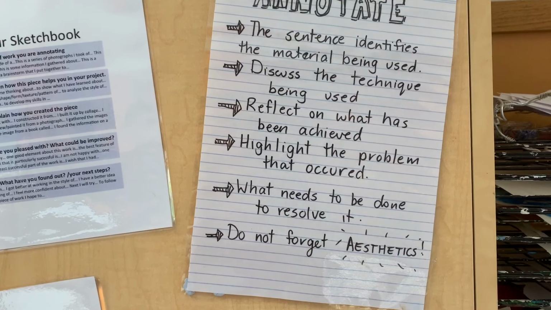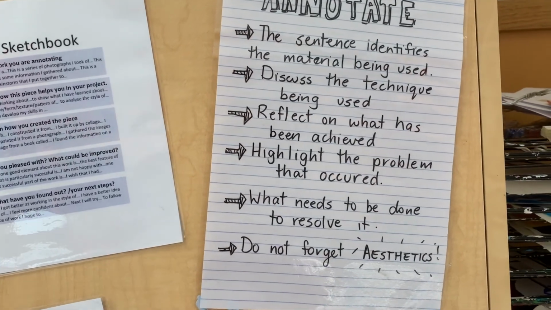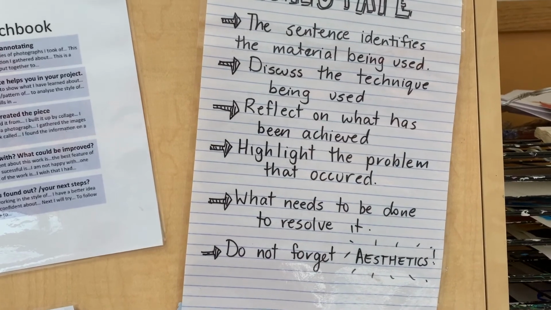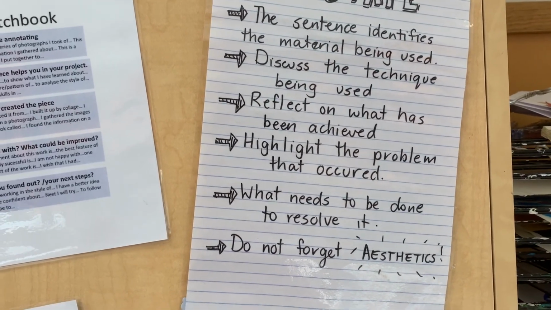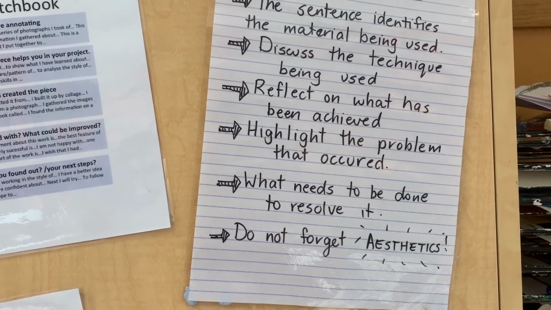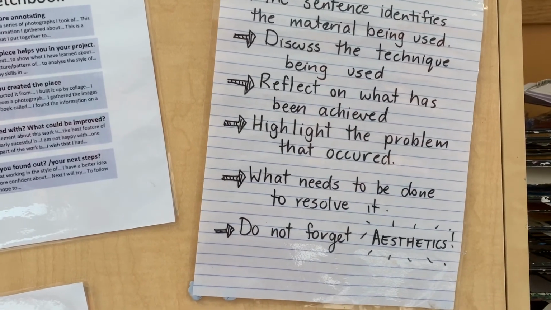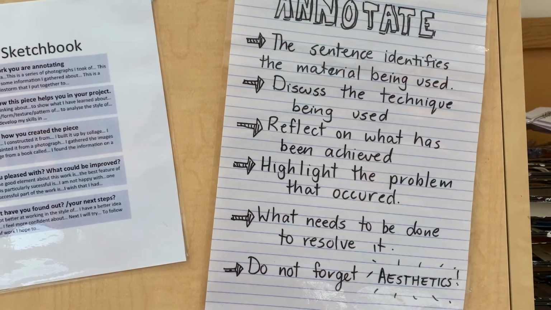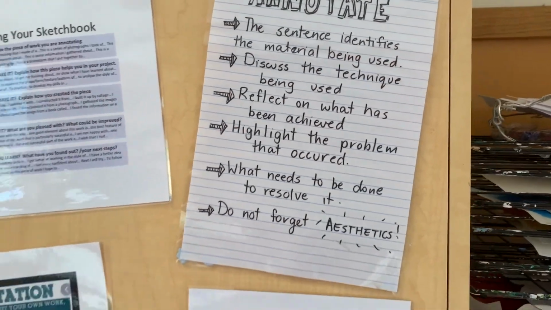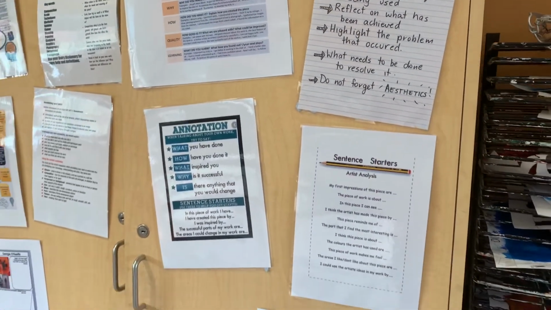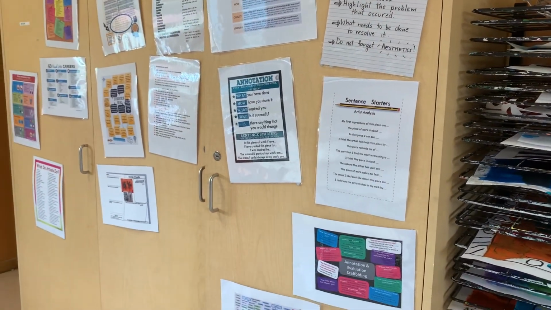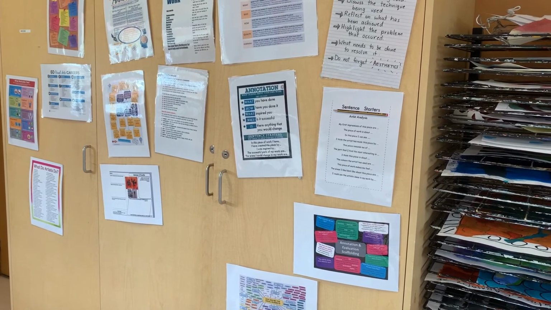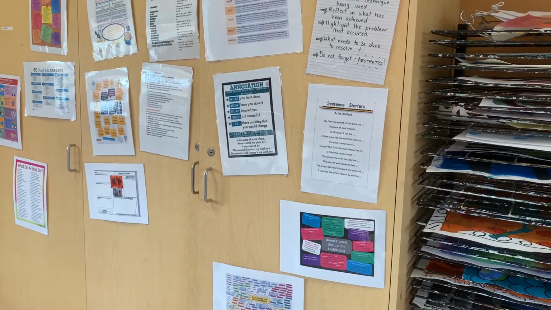This is annotation. So the sentence identifies the materials being used, discussing the technique being used, reflect on what has been achieved, highlight the problems that have occurred, what needs to be done to resolve it, and don't forget the aesthetics, which is a nice art term, and your aesthetics are putting your elements and principles together. So there's lots of things online that you can use to help the kids with their annotation. I do find it hard to give them a push in that, but you know, you can have a go.